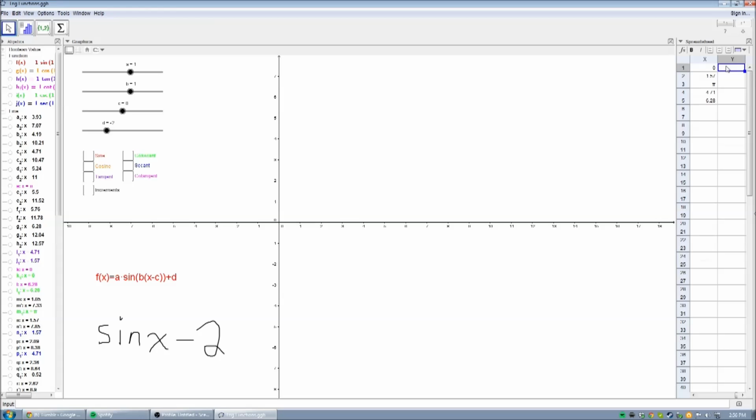Alright, so the sine of 0 is 0. If I subtract 2, I get negative 2. The sine of pi over 2 is 1. Subtract 2, I get negative 1. The sine of pi is 0. Minus 2 is negative 2. The sine of 3 pi over 2 is negative 1. If I subtract 2, I get negative 3. And the sine of 2 pi is 0 again. So I get negative 2.